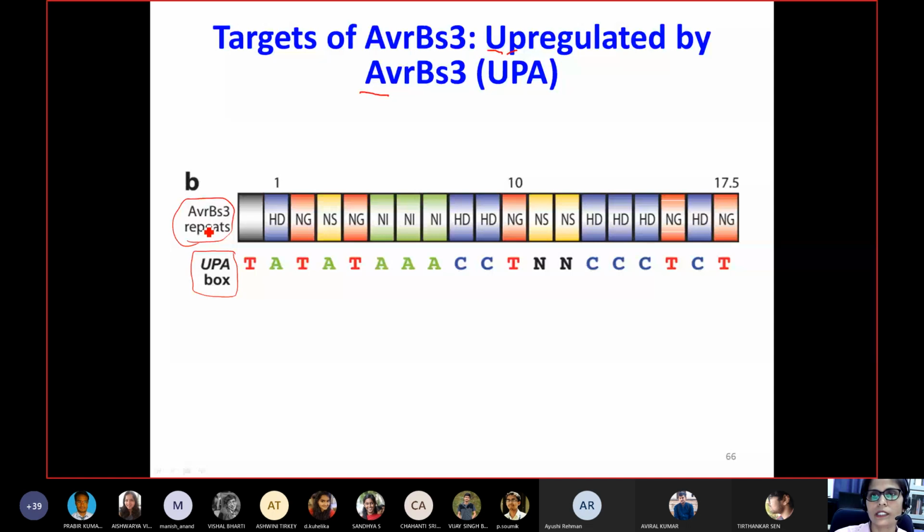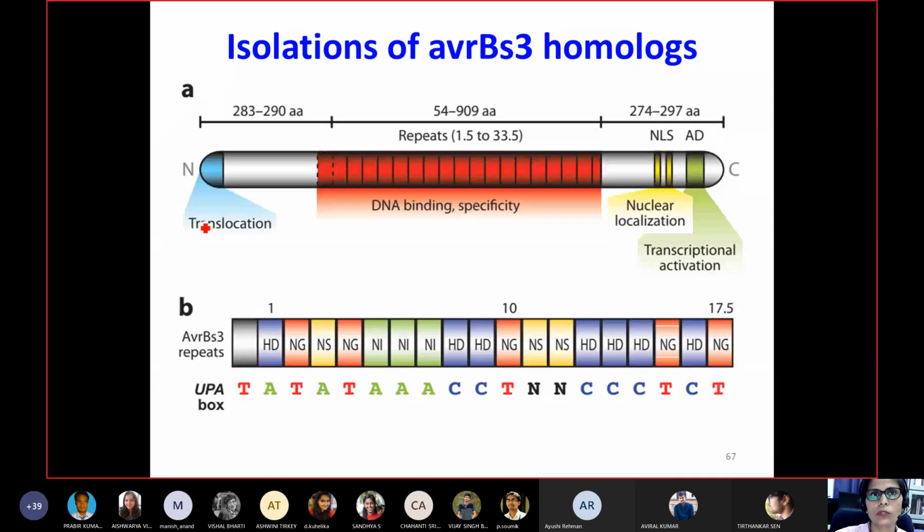So in the cells, once you transfect your transcription factor, then you see what genes are getting upregulated. One of the genes was auxin, and another gene was your alpha expansin. So they control your cell enlargement.